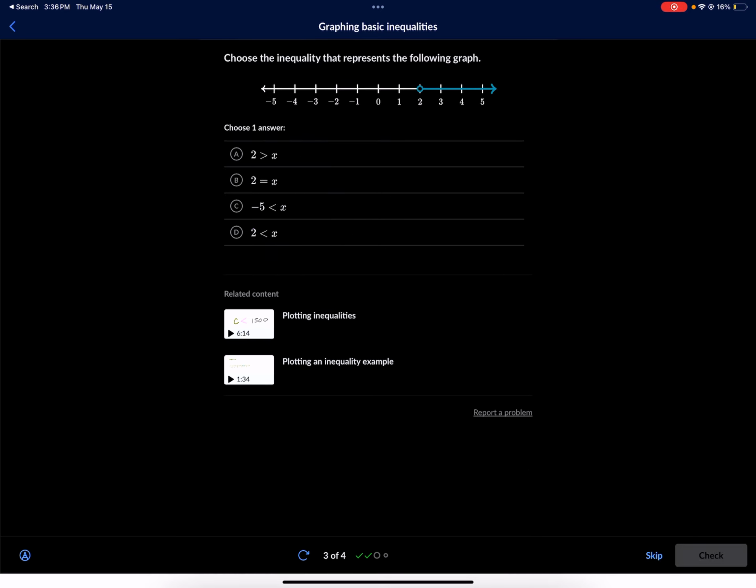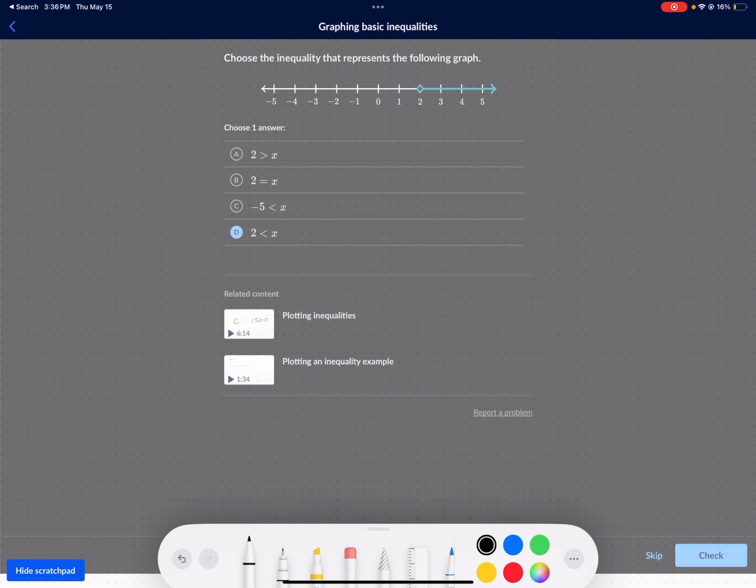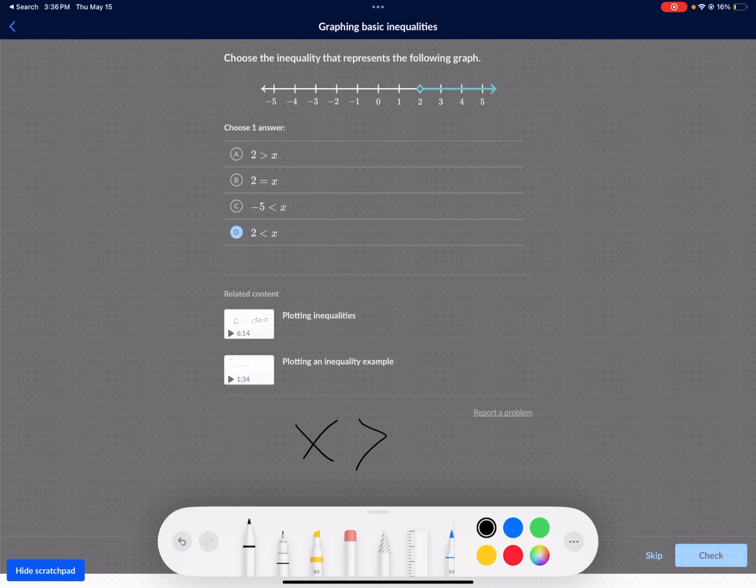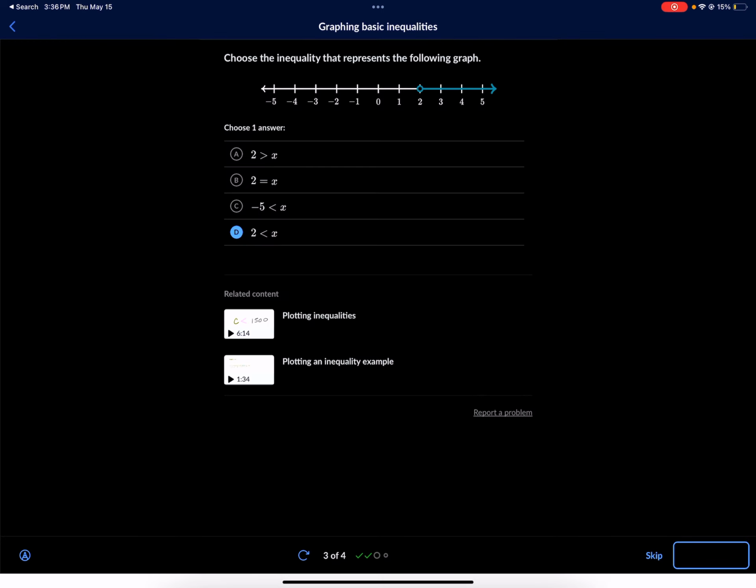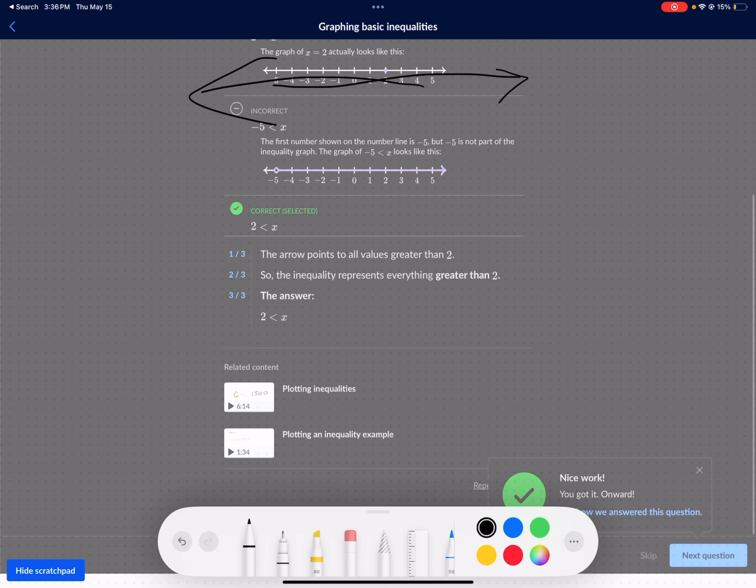Okay, it kind of worded it differently, but the answer should have been D, because 2 is less than x is the same way of saying x is greater than 2. If it would have been equal, then it would have been just a point and nothing else. If it was negative, it would go over here. If it was 2 is less than x, it would just go to the left, so it's D. If you got that right, good job. If you didn't, here's the video, here's the explanation, and happy studying.